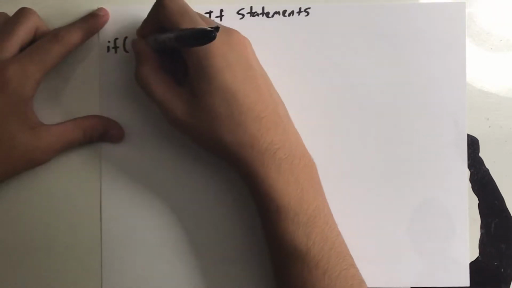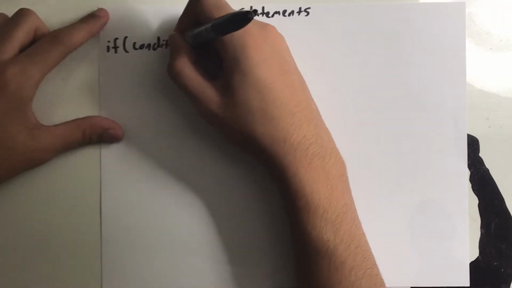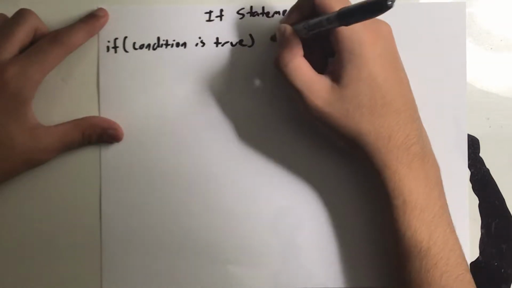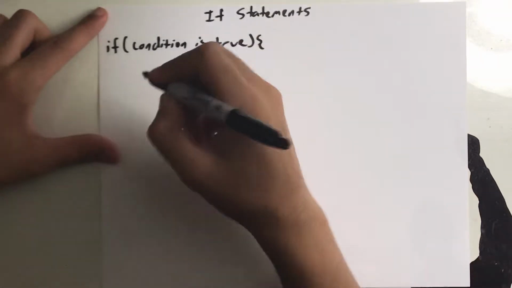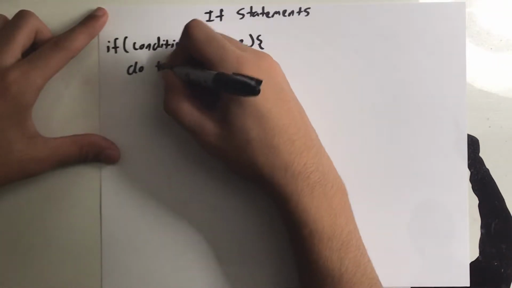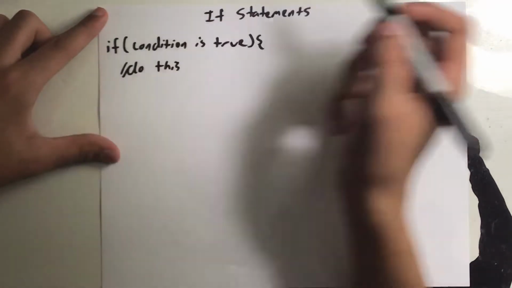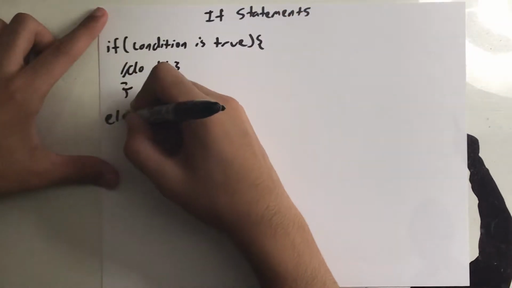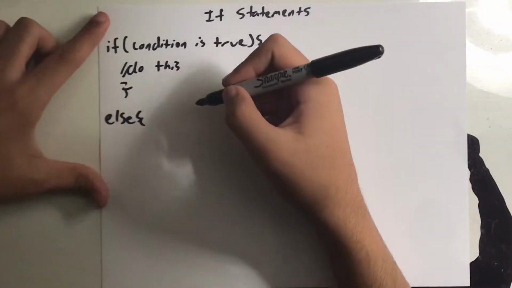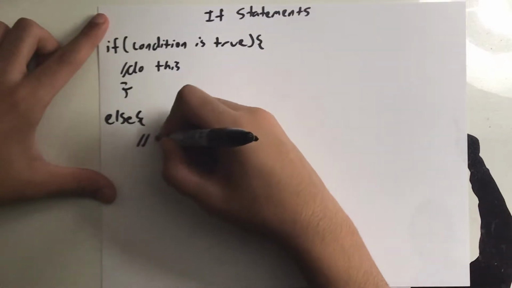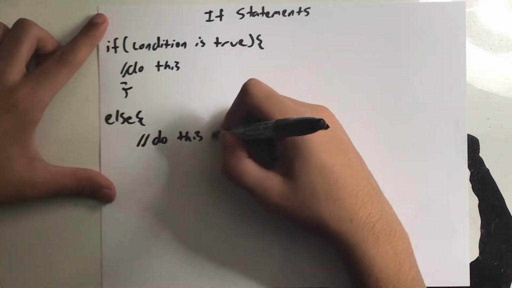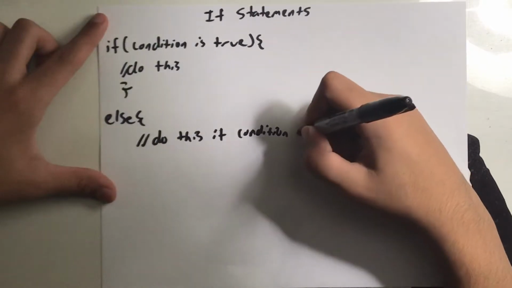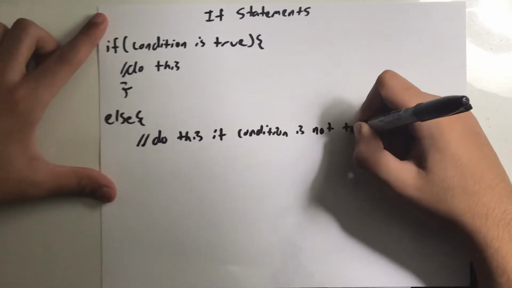If condition is true, do this, right? As in like the code. And then else, do this. Condition is not true.